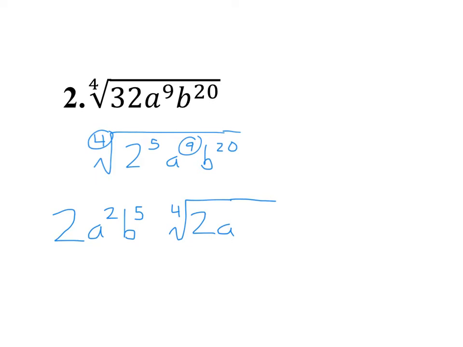All right, so I'm just going to rewrite that answer without the super long radical. 4th root of 2a. Okay, let's check for absolute value. A started out odd, don't need it there. B went from even to odd, so we need absolute value on the B.